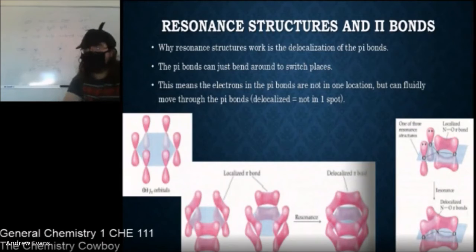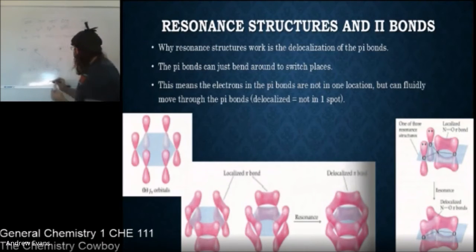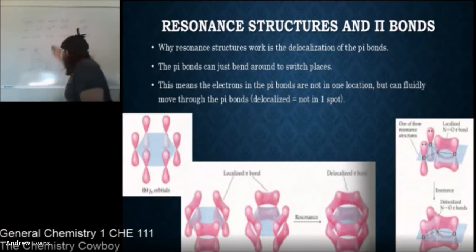Now, here's why resonance structures exist. They exist because of the delocalization of the pi bonds within the p orbitals. So the structure right here is benzene, C6H6. You could draw this benzene like a carbon, carbon, carbon, carbon, carbon.